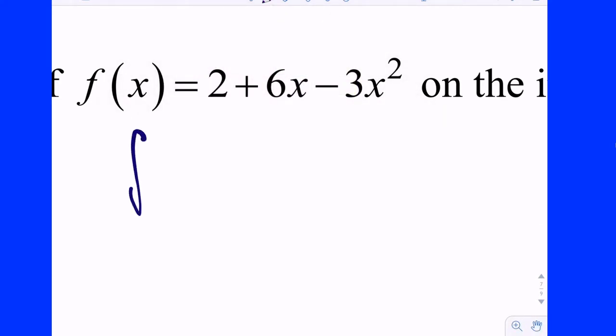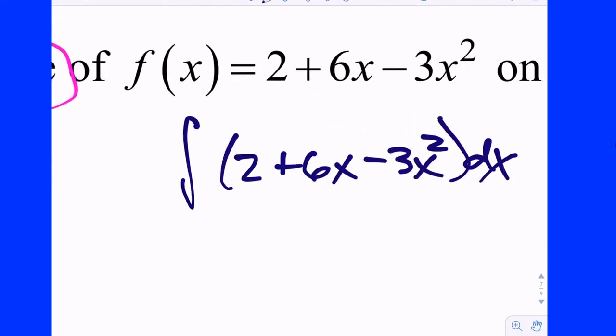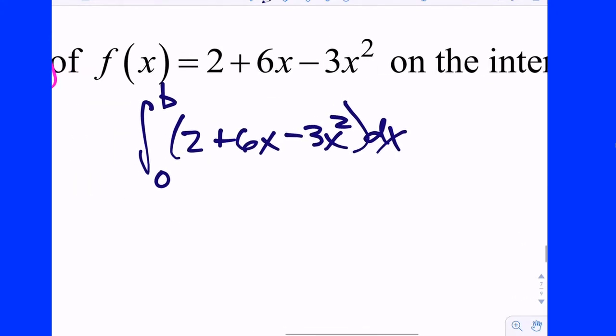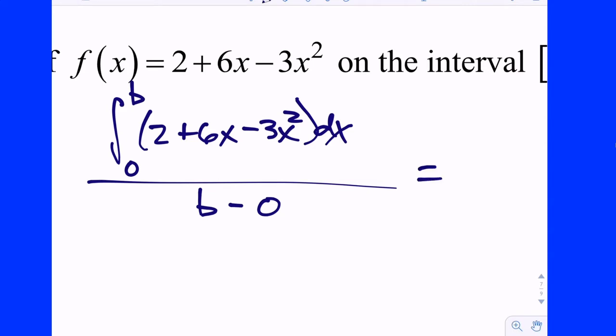So here we go. We're going to take the integral, and because I'm doing it by hand, I'm not going to put f of x in there. I'm going to go ahead and write the function. Make sure you have parentheses around all three terms, and I'm integrating from 0 to b. So I'm going from 0 to this unknown b, and then I'm going to divide that by the width from 0 to b, which is b minus 0. And that has to equal what? 3.